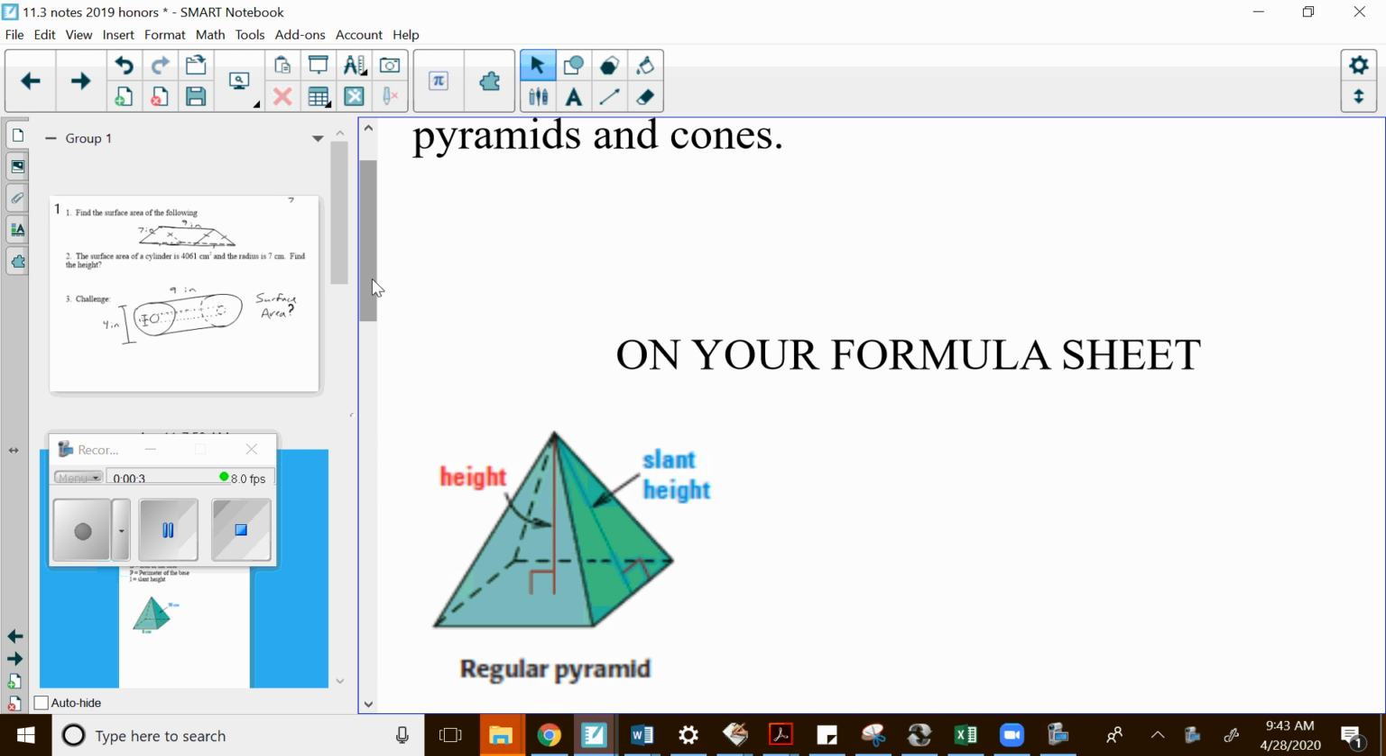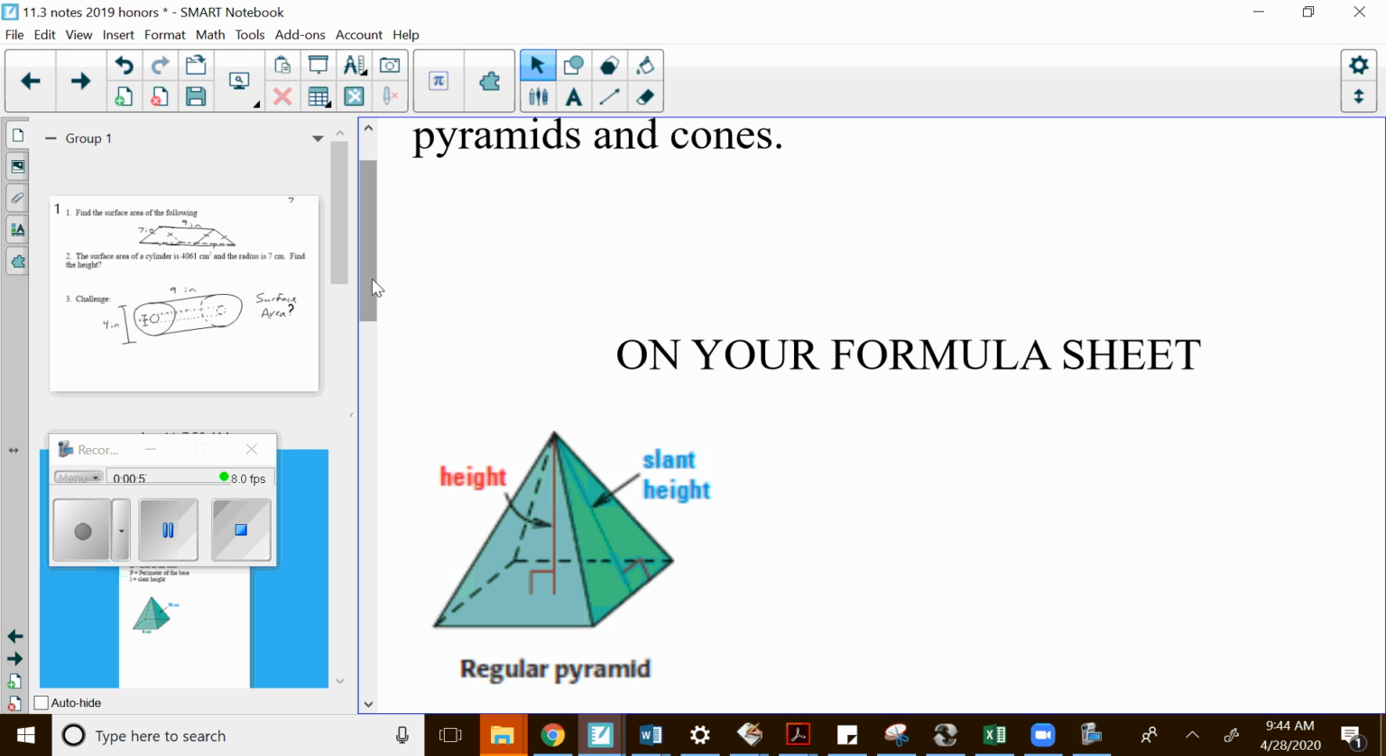A pyramid has one base, and then the other faces are triangles, like we learned about in section 11.1. And so to find the surface area of our pyramids, they only have one base, and then it's just a bunch of triangles.